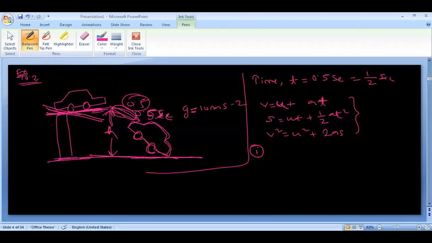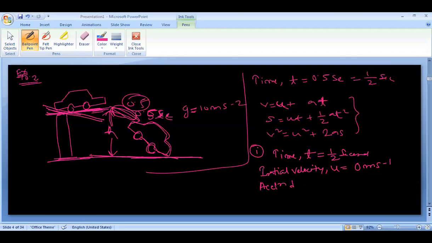So write down here: first, time t is equal to half a second, 0.5. Then initial velocity u is 0 meter per second. Yes or no? What is the unit of velocity? Meter per second.